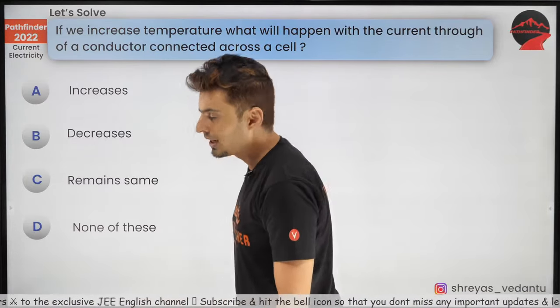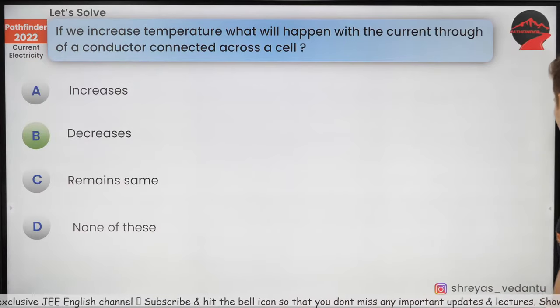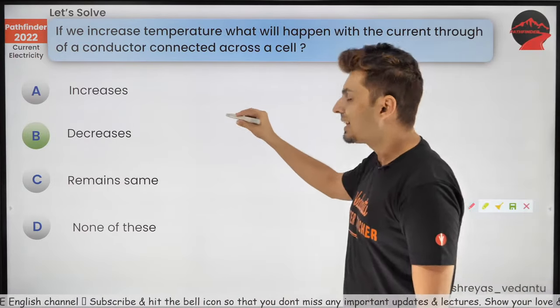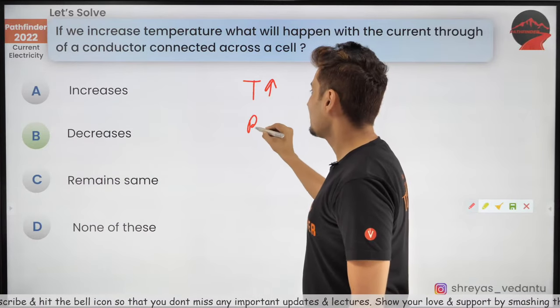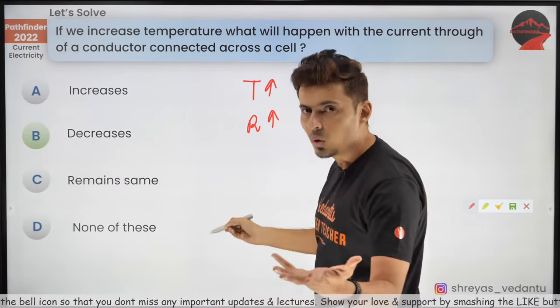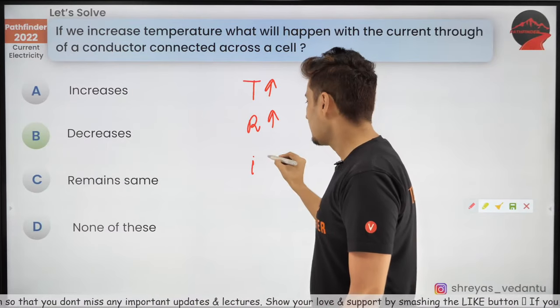Very good. So guys, the answer is decreases. Beautiful. And the reason for that, a lot of you got it correct: if you increase the temperature, the resistance also increases. Ohm's law: resistance increases, current decreases.